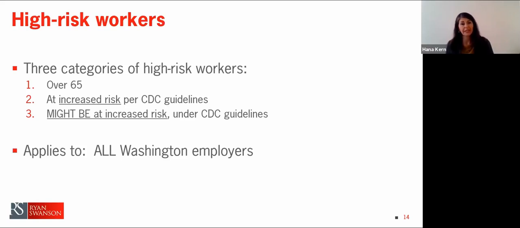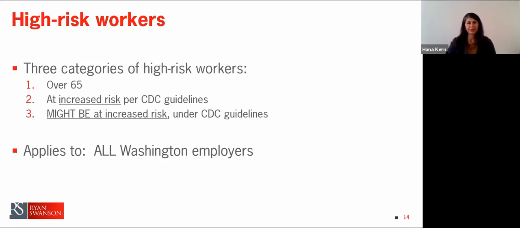Pregnancy is in the "might be at increased risk" category, as is smoking. Okay, so those are two to keep an eye out for, and there are others as well. And as I mentioned before, the high-risk worker proclamation and your obligations under it apply to all Washington employers. So it doesn't matter how many folks you're employing.